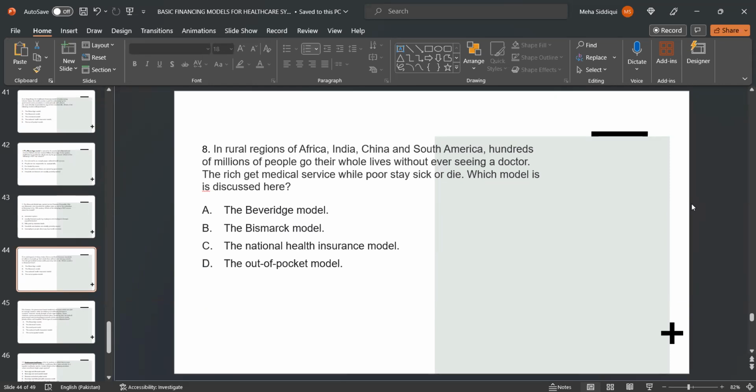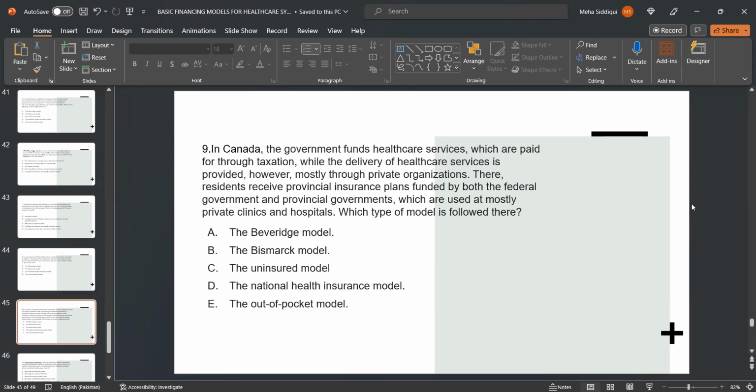MCQ number 8. In rural regions of Africa, India, China, and South America, hundreds of millions of people go their whole lives without ever seeing a doctor. The rich get medical service while poor stay sick or die. Which model is discussed here? Beveridge model, Bismarck model, national health insurance model, or out-of-pocket model? Out of pocket model. Yes, D is the right option.